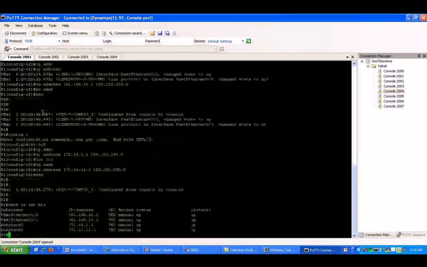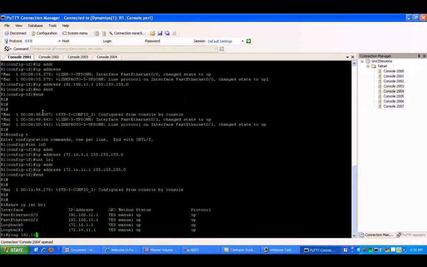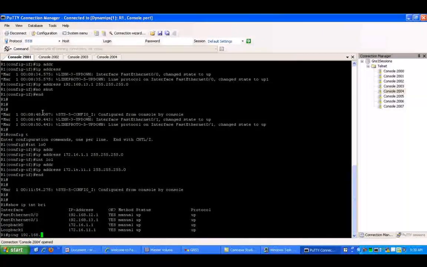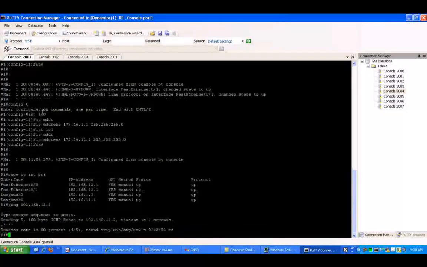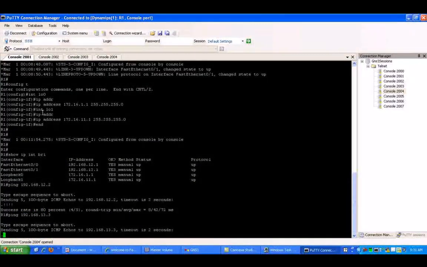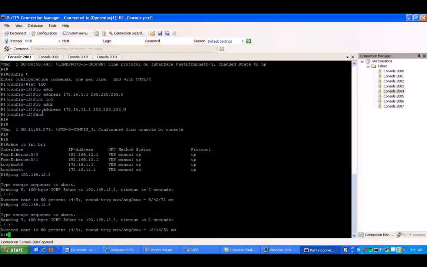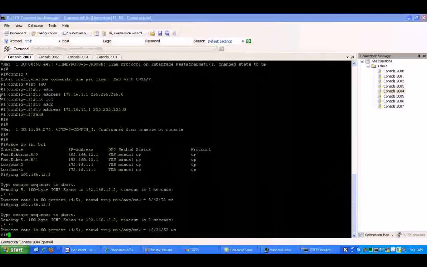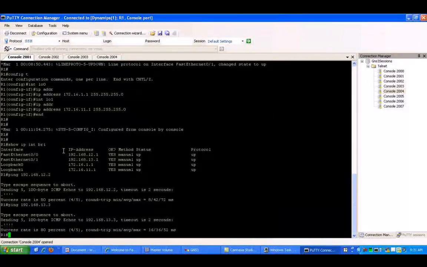So now we're going to go to router 1. We'll do a show IP interface brief. We're going to verify connectivity to our directly connected routers, which is router 2, the 12.2, and then we will also verify connectivity to router 3, which is 13.3. Okay, so now we have full connectivity throughout our network. We're going to go ahead and start configuring EIGRP, and we will show you the basics of EIGRP in this lab.